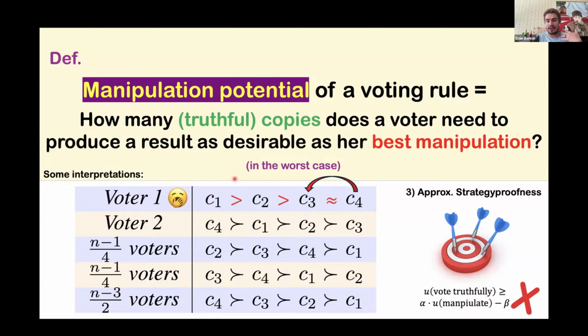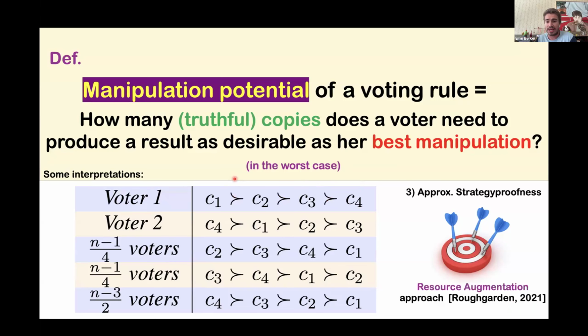So this type of alpha-beta analysis is unfortunately not available to us. Instead, we take an approach grounded on resource augmentation, in which the performance of an algorithm is compared to the performance of the optimal algorithm, in this case the optimal vote, with fewer resources. In particular, we're comparing truth-telling with some additional voter weight to manipulating with just one voter weight. So in this case, the resources are the additional resources that we give to the voter who's considering manipulating. And this might sound very familiar to some of you.